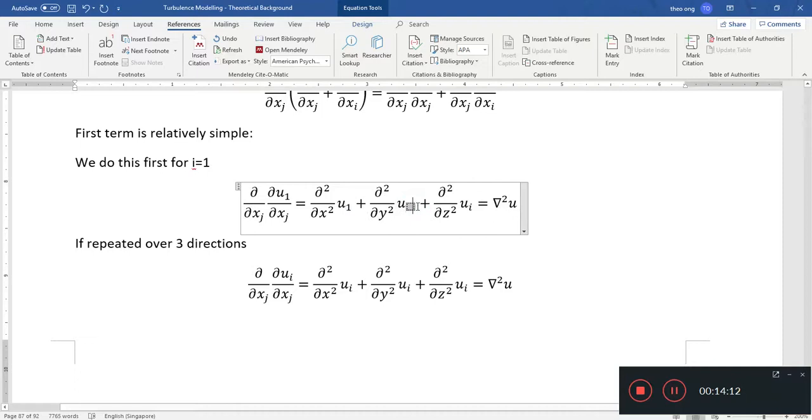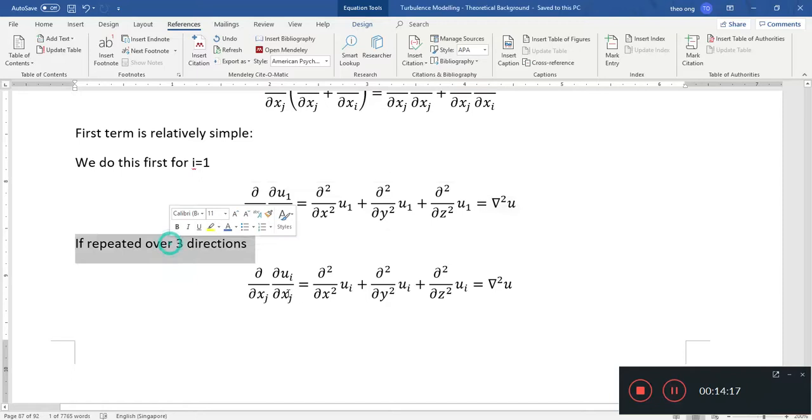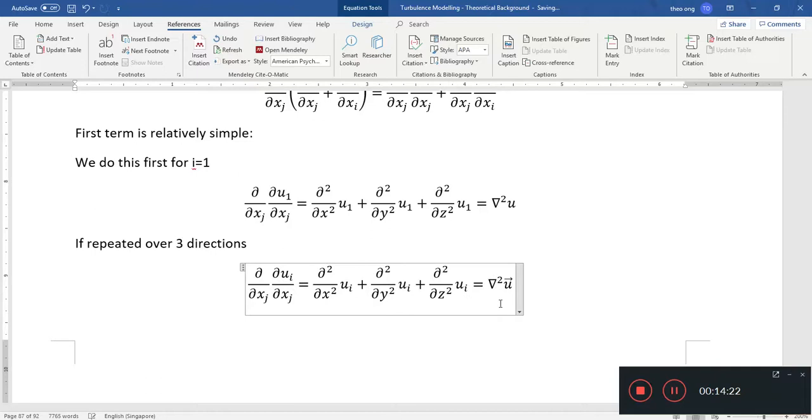Okay, then we get this. Repeat this over three directions. We'll just generalize it as ui. And then we'll get the nabla square of ui: del 2 by del x square of ui, del 2 by del y square of ui, del 2 ui by del z square of also ui. So this is just repeating this process over three directions, and then you'll get this.